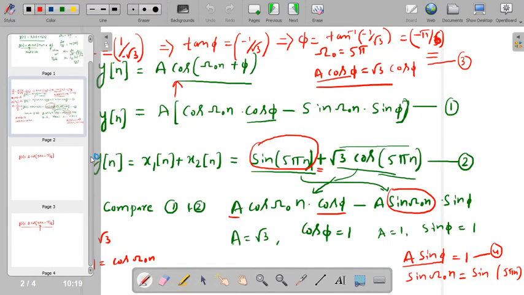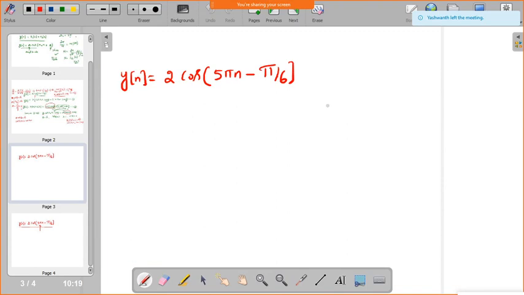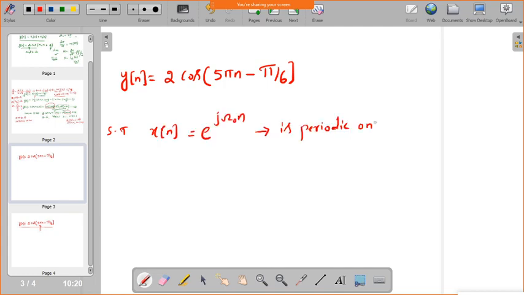Okay, so now we'll do one more problem. Show that x of n equal to e power j omega naught n is periodic only when omega naught is a rational multiple of 2 pi.